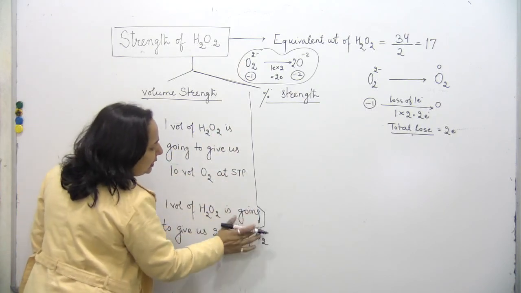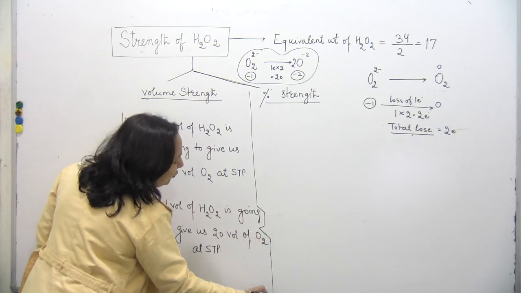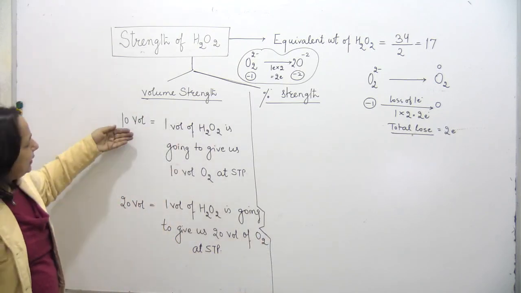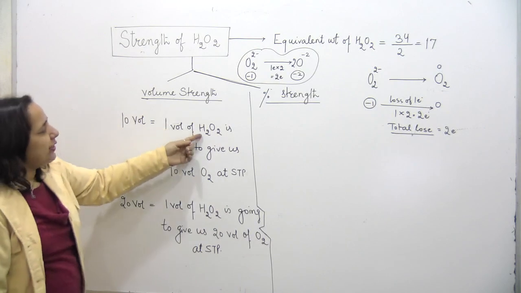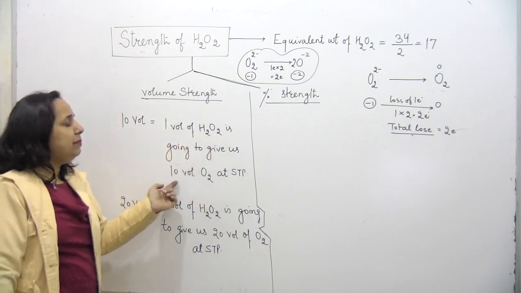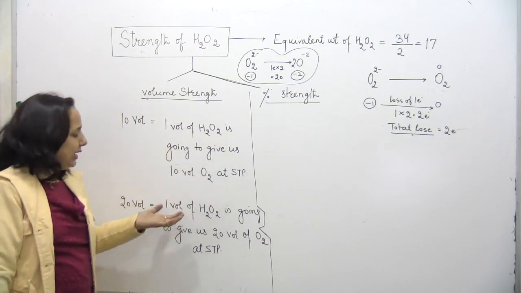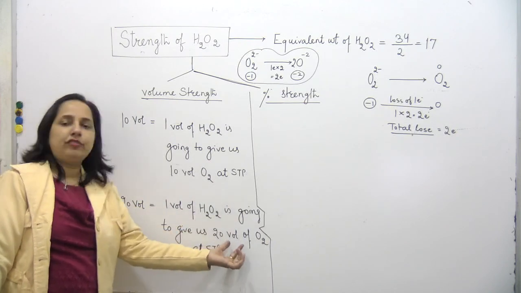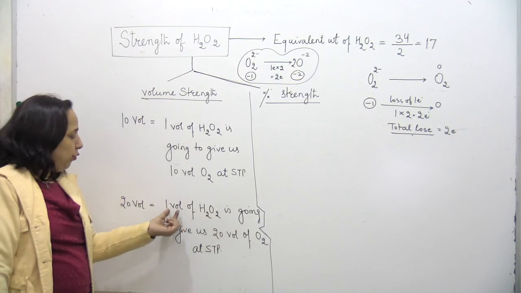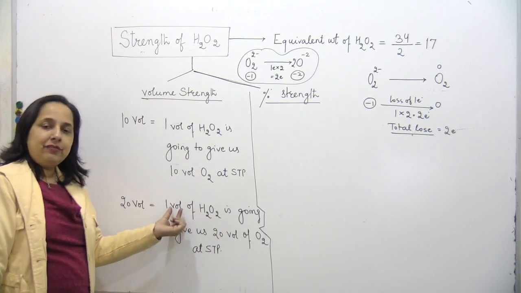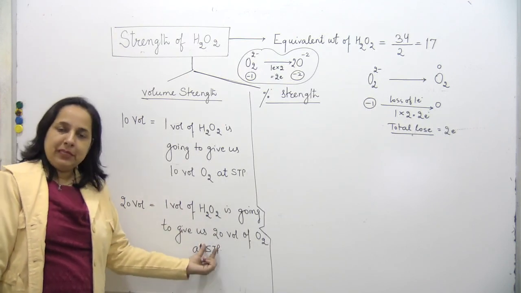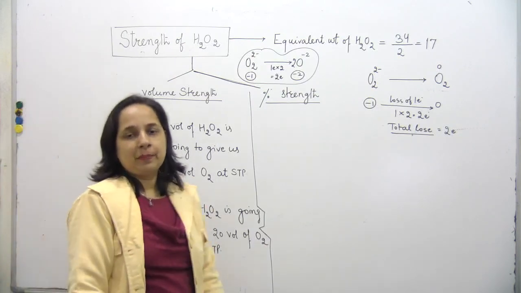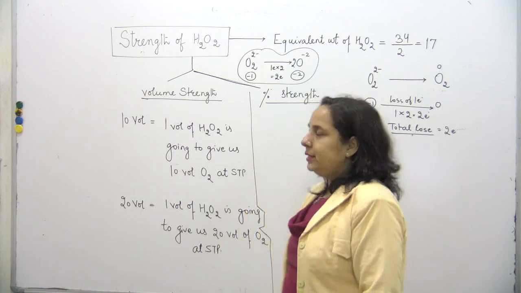The volume strength is expressed in terms of oxygen volume. Now you can understand it by: 1 milliliter of H2O2 is going to give us 10 milliliter of oxygen. And if it is 1 liter of hydrogen peroxide, it will be 20 liter of oxygen. That means volume can be milliliter or liters. If it is milliliter, this oxygen will be in milliliters. If this volume is in liter, oxygen will be in liter. That is about your volume strength.